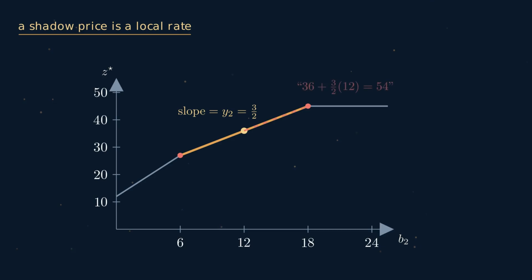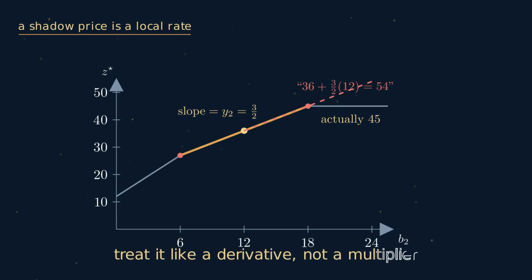Now the mistake almost everyone makes. Offered 12 extra units, it is tempting to multiply again and claim 54. But the shadow price expired at 18. Past that point the resource is no longer scarce, extra units are worth nothing, and the true answer is 45. You would have promised your boss 9,000 rupees that do not exist. A shadow price is a local rate of change. Treat it like a derivative, never like a global multiplier.